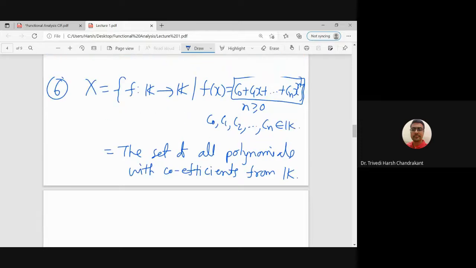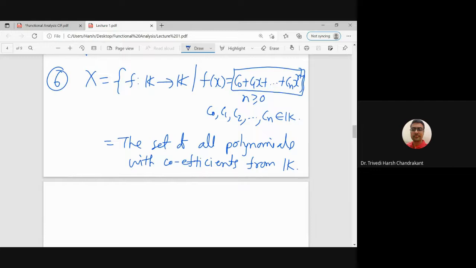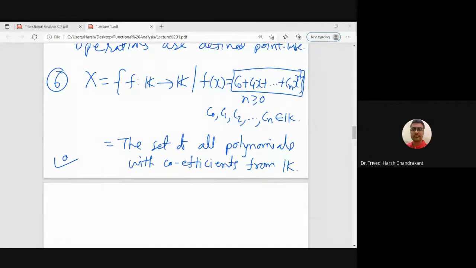Okay. Now, first of all, what is the addition and scalar multiplication here? Is it a vector space? Is the set of all polynomials a vector space? Yes. So what will be the operations corresponding to addition and scalar multiplication in this case?